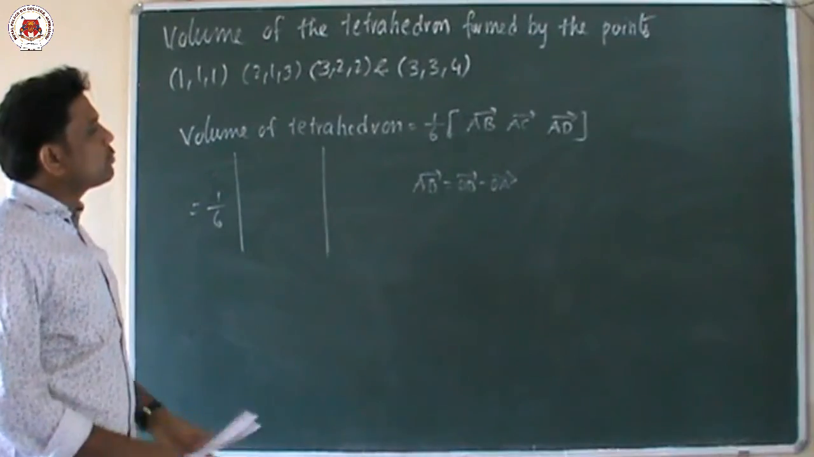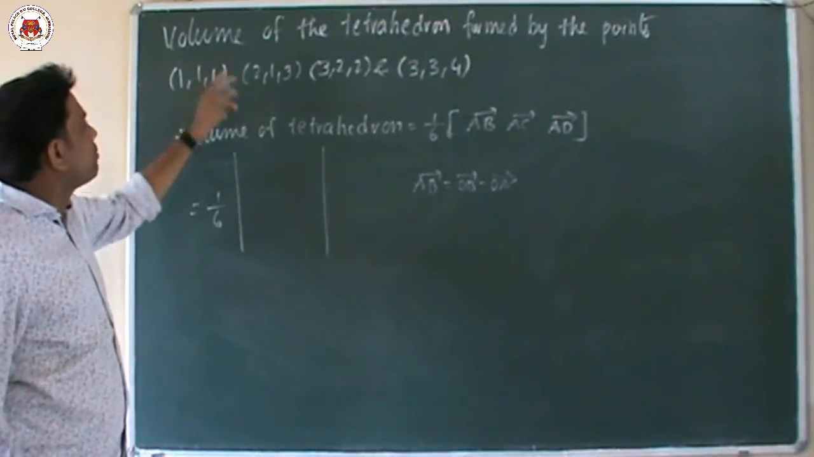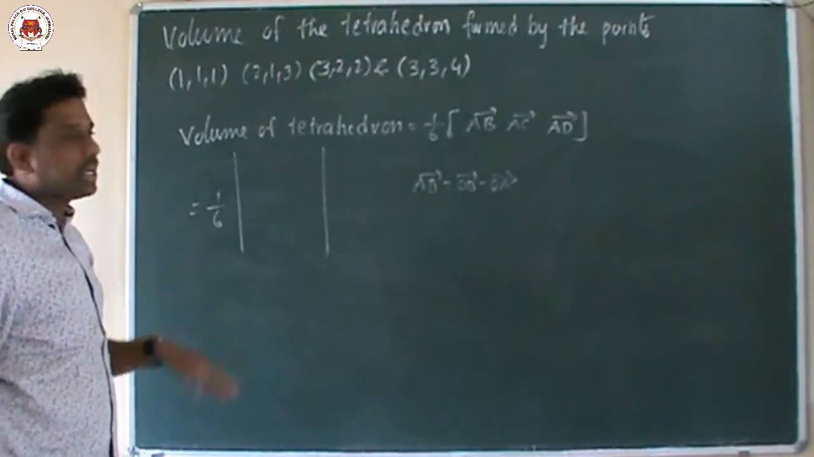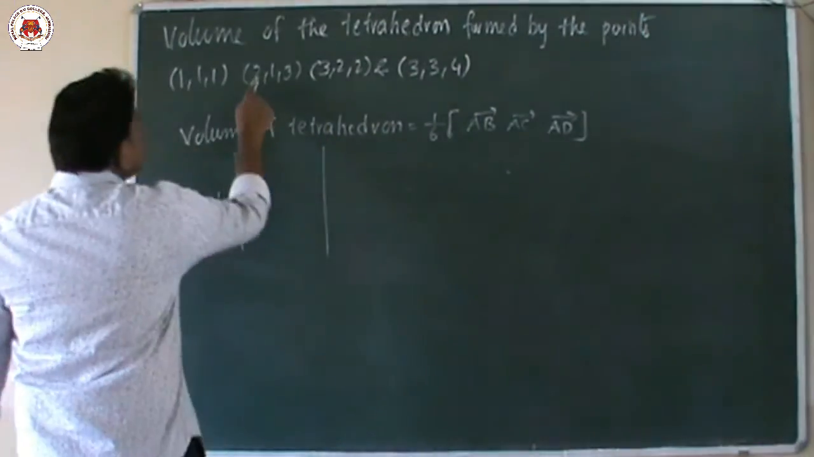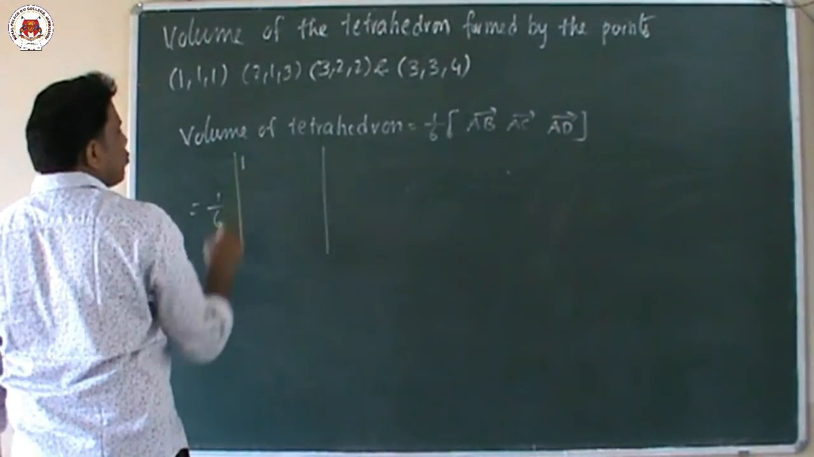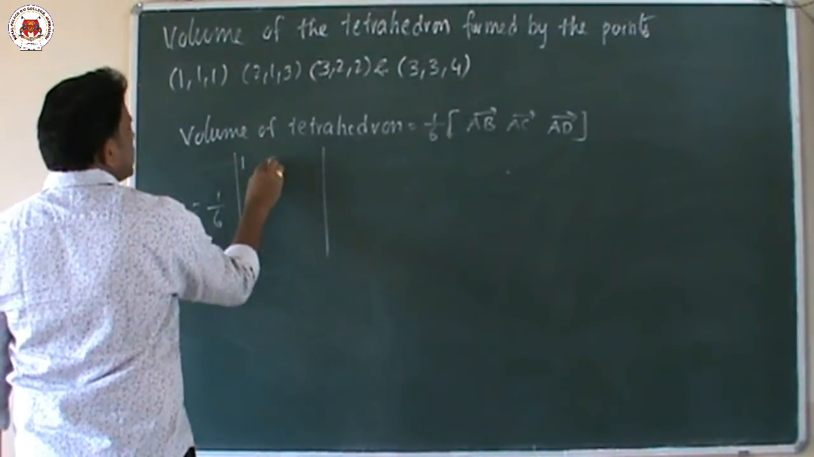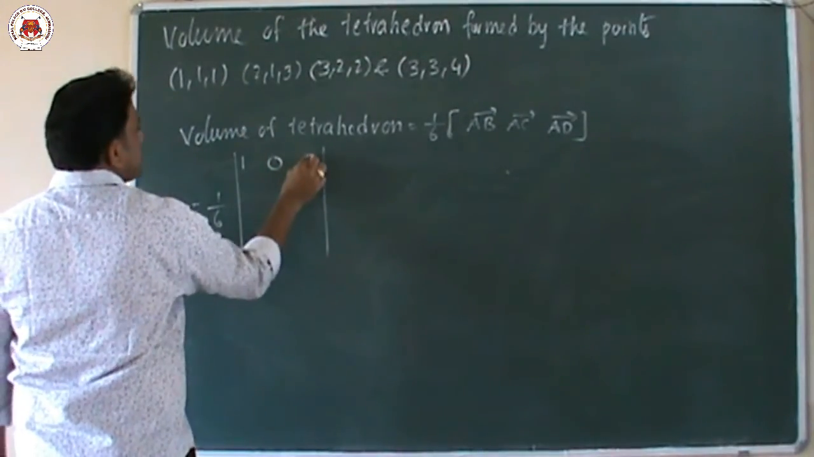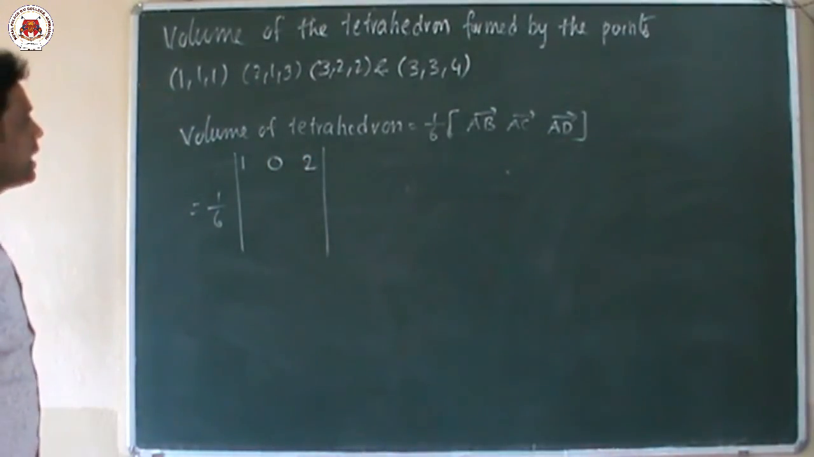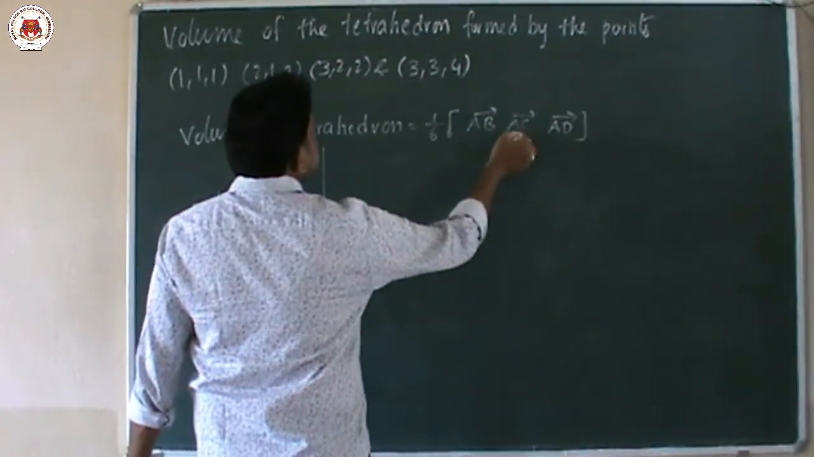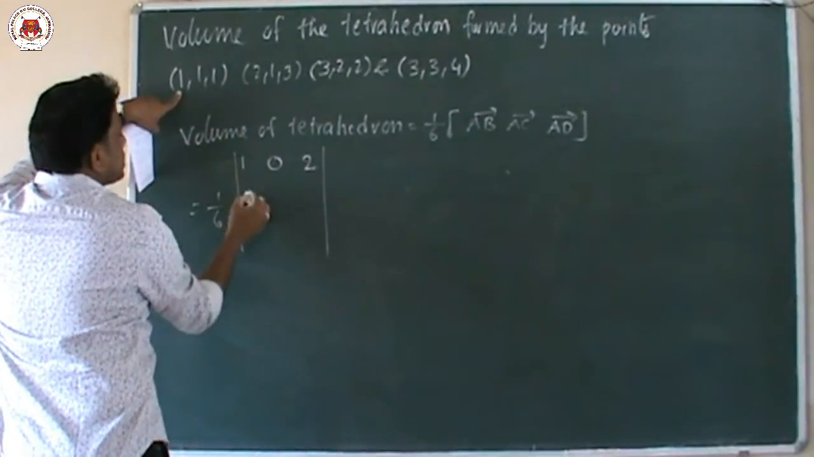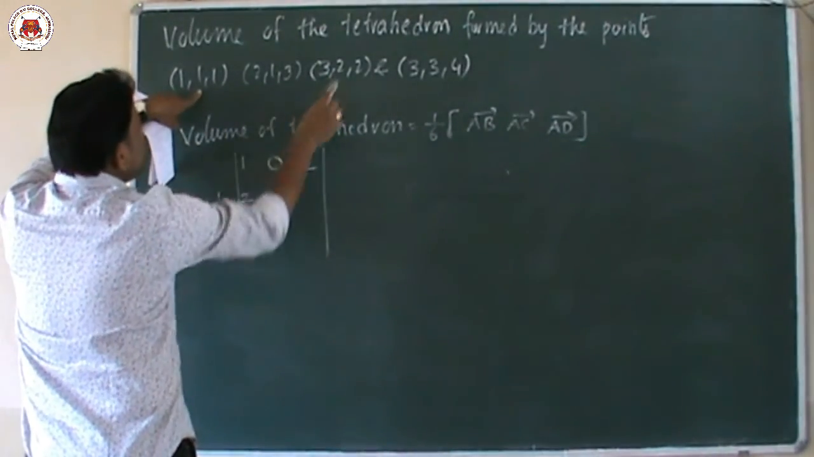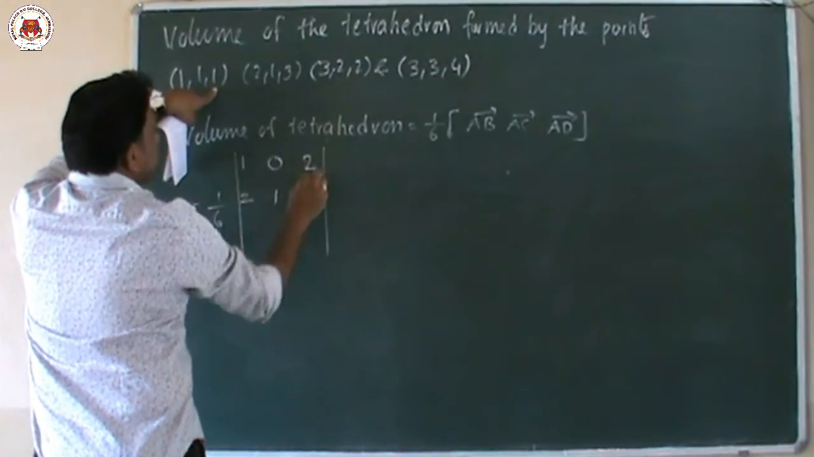So OB vector minus OA means B point minus A point. That is the meaning here. B minus A. That's it. So B means 2. 2 minus 1 is 1. Here 1 minus 1 is 0. 3 minus 1 is 2. Next, AC. AC means C minus A. C minus A means 3 minus 1 is 2. 2 minus 1 means 1. 2 minus 1 means 1.